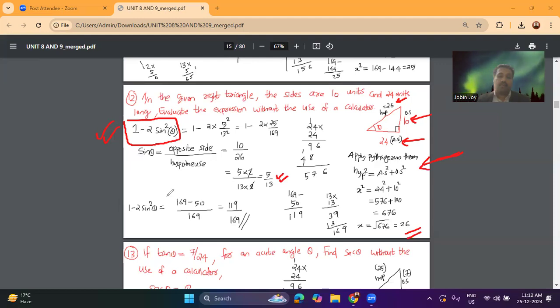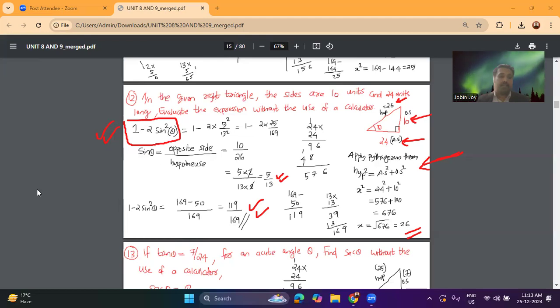So 1 minus 2 sine square theta is equal to 1 minus 2 into sine theta, which is 5 by 13. So 5 square divided by 13 square. So that means 1 minus 2 into 5 square is 25, 25 divided by 169. Then I will take 169 as the LCM. So 169 in the numerator, 169 minus 25 into 2 is 50. So the answer is 119 divided by 169. This is the final answer.